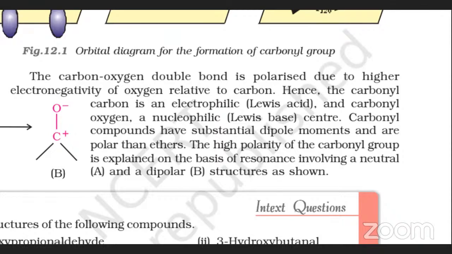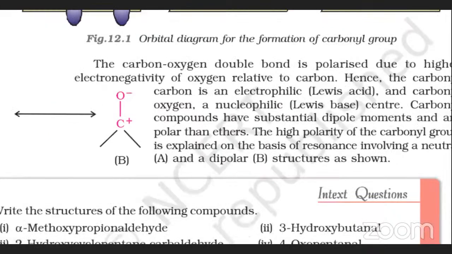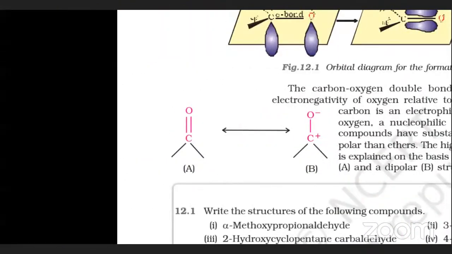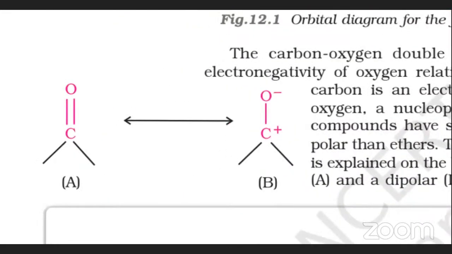The high polarity of the carbonyl group is explained on the basis of resonance involving a neutral structure A and a dipolar structure B, shown here. You see, here is the neutral structure, because there are no charges on the oxygen and the carbon. Whereas in the second structure we see two charges, which is a dipole, a positive pole and a negative pole. Because of that, we can clearly explain it with the dipolar charged structure as well as the neutral structure.